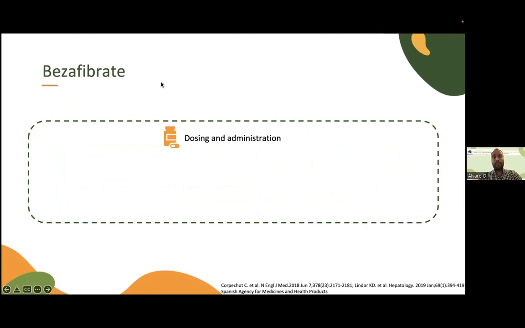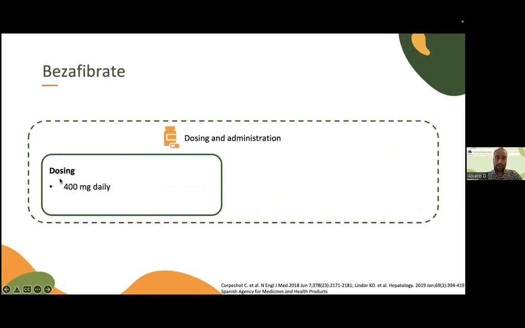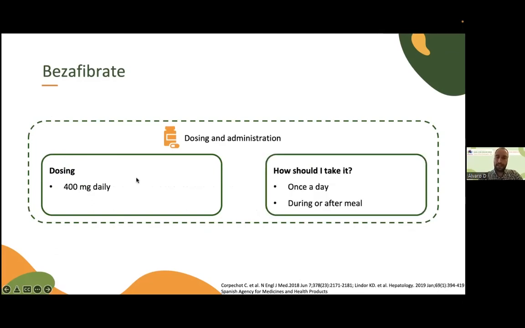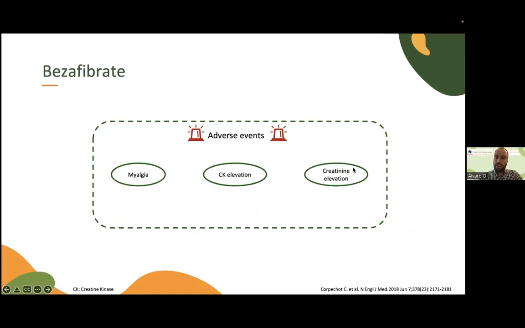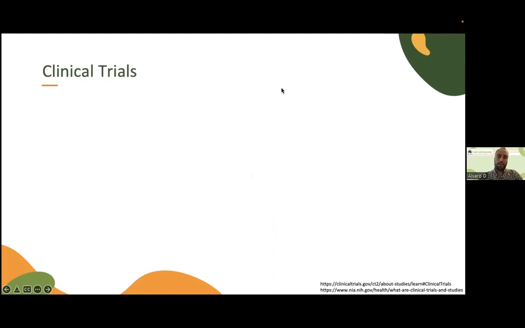Let's move to bezafibrate. This drug is indicated at 400 milligrams daily and should be taken once a day, during or after meals. Referring to adverse events, the most frequent ones are related to muscle: myalgia and also creatine kinase elevations. Also, a mild elevation of creatinine is described. Creatinine is the way that we measure kidney function through biochemical parameters using blood tests. Diarrhea and abdominal pain also occur.